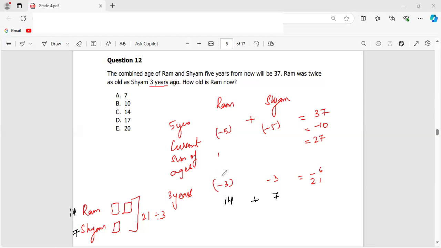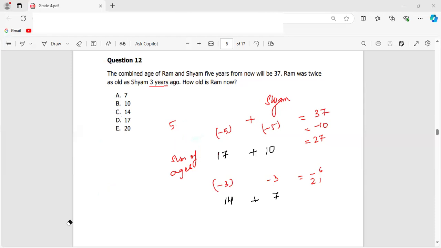So they are saying what is the current age? So you add 3. So current age of Ram is 17 and current age of Sham is 10, which adds up to 27. Then they can ask you any information. You should be able to do it from this. So the current age of Ram is 17, which is option D. Let's move on.